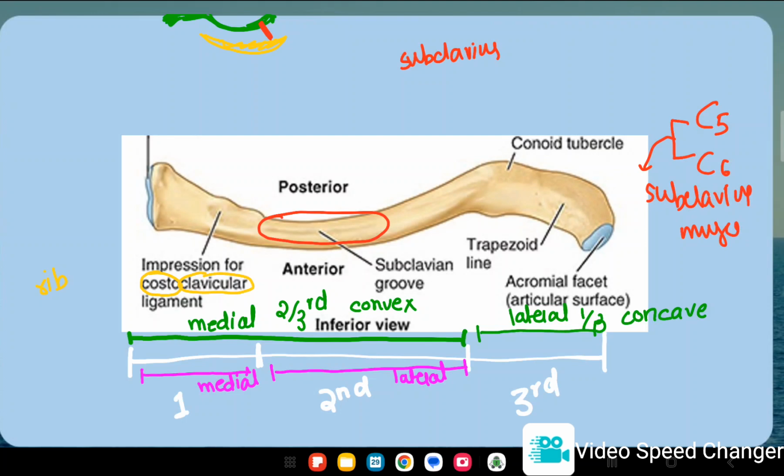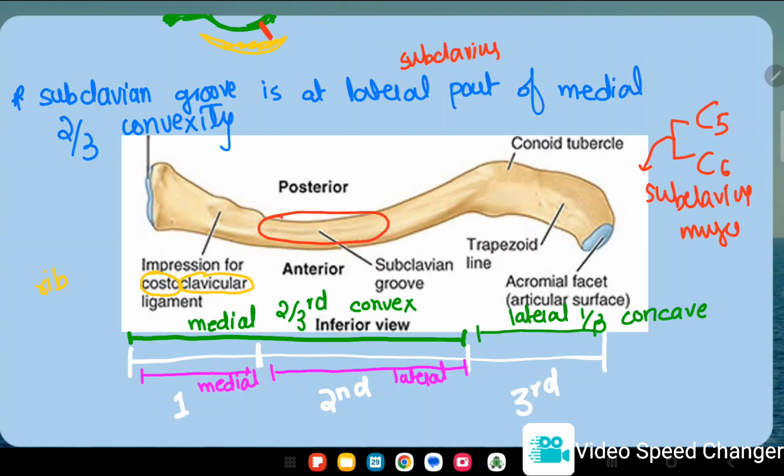So this is all. Now, this is a quiz for you: in some books it is written, regarding the location of the subclavian groove, that the subclavian groove is located in the lateral part of the medial 2/3. Now don't confuse it. Let me write it clearly. Now see, first read the sentence. Subclavian groove, this is the subclavian groove, is at the lateral part of medial 2/3 of convexity.